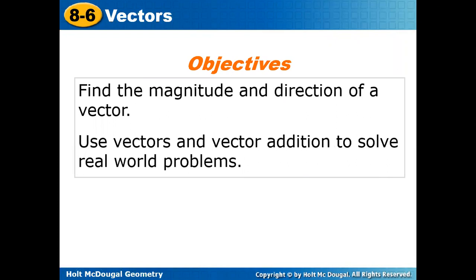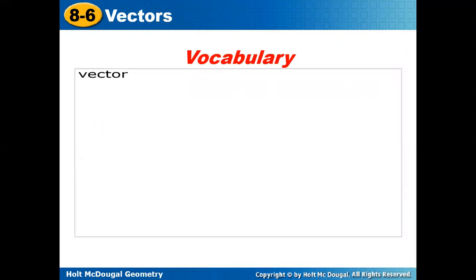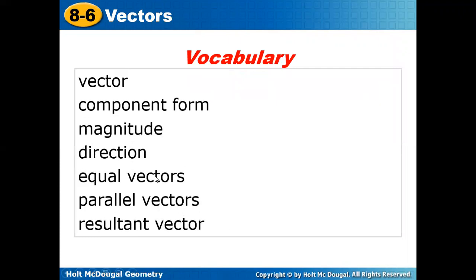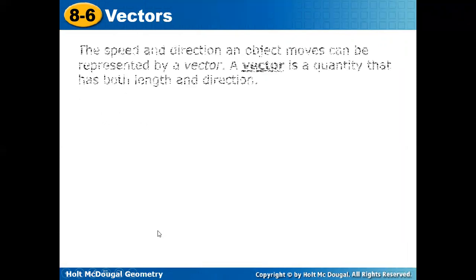Now today, by the end of this lesson, you can find the magnitude and the direction of a vector. Use vectors and vector addition to solve real-world problems. We have new vocabularies: vector, component form, magnitude, direction, equal vectors, parallel vectors, resultant vector.